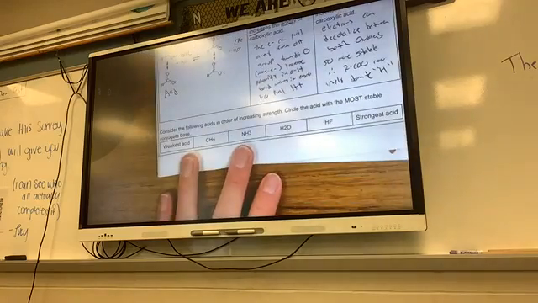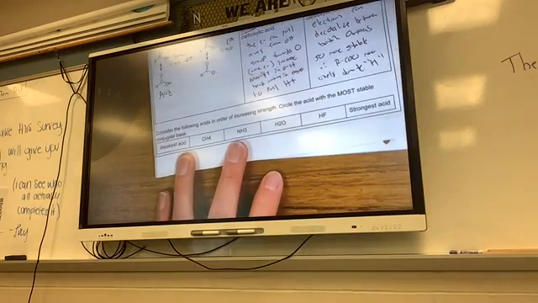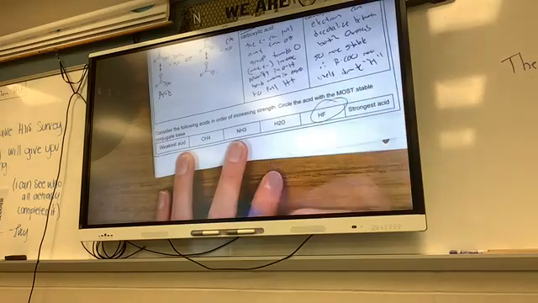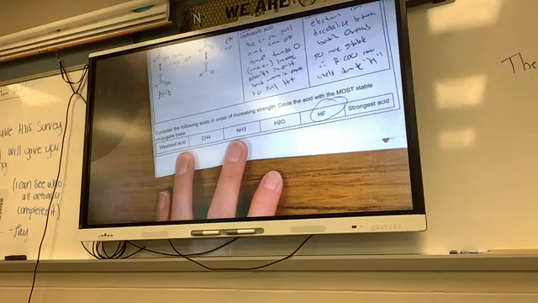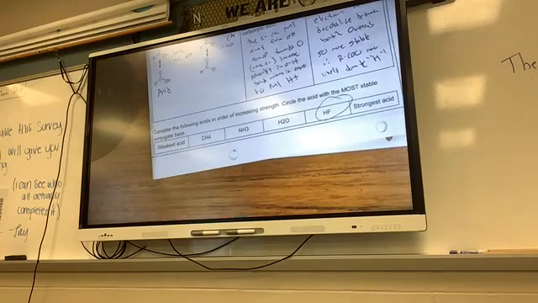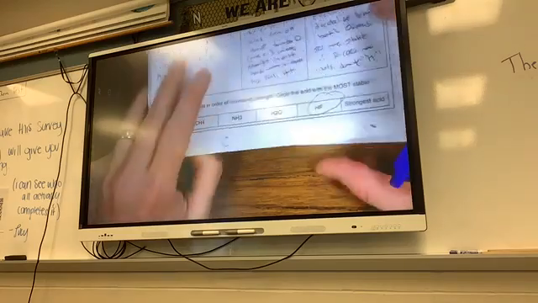Consider the following acids in order of increasing strength. Circle the acid with the most stable conjugate base. Which one's it going to be? The most acidic, right? The strongest acid has the most stable, or the weakest, conjugate base. Correct. Stable means weak. It does not want to give up its H. It's going to be HF. Flip the page.